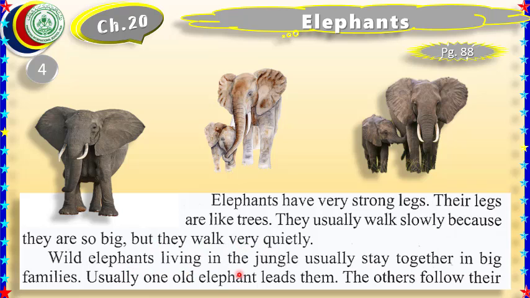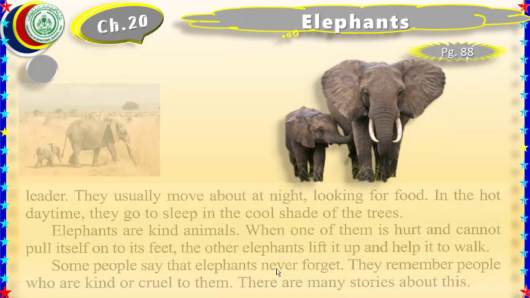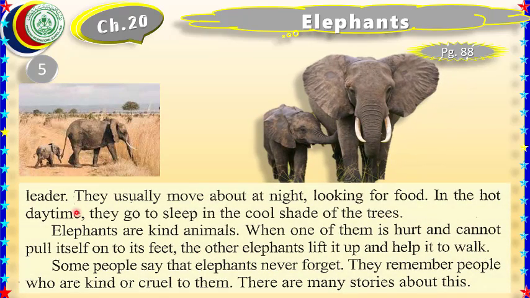Wild elephants living in the jungle usually stay together in big families. Usually one old elephant leads them. The others follow their leader. They usually move about at night, looking for food, because the daytime is hot. They go to sleep in the cool shade of the trees.